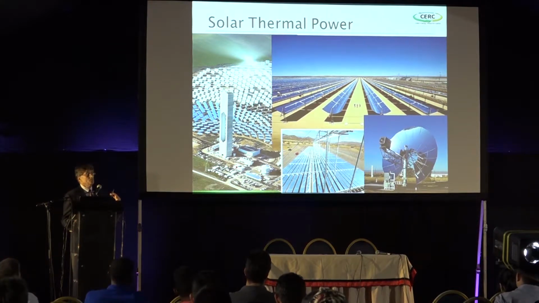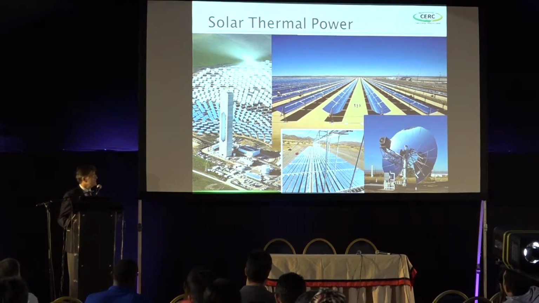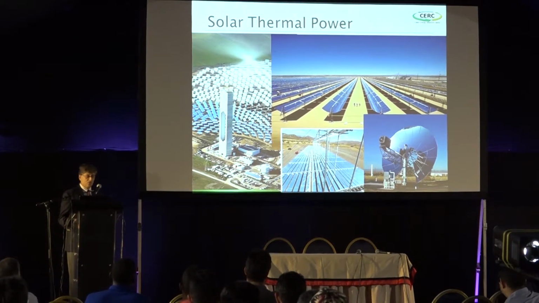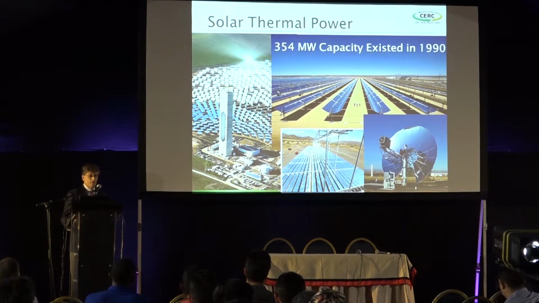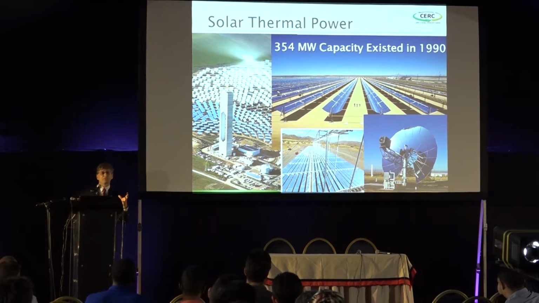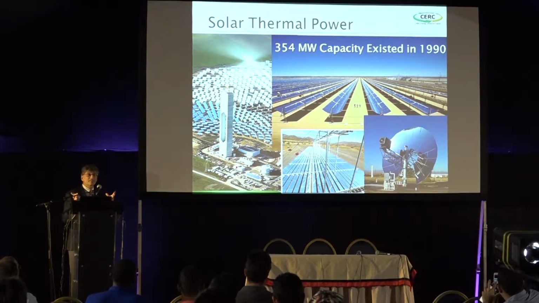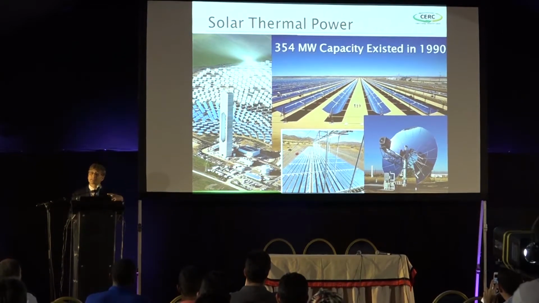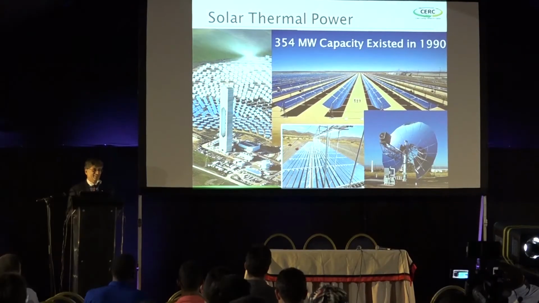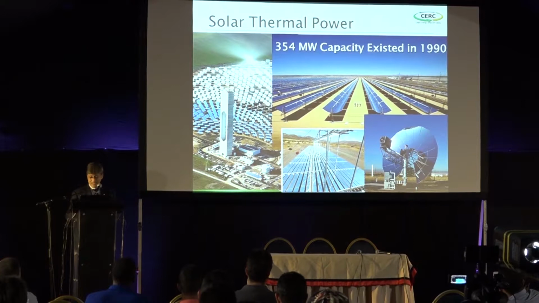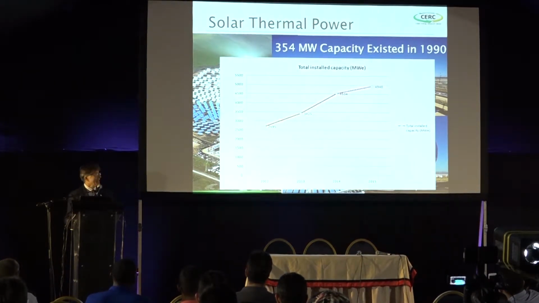As far as the other way of producing electricity, solar thermal power, you can see various kinds of solar thermal power plants here. Even in 1990, 354 megawatts capacity existed in California, and by the way, that plant is still operating and still producing electricity.